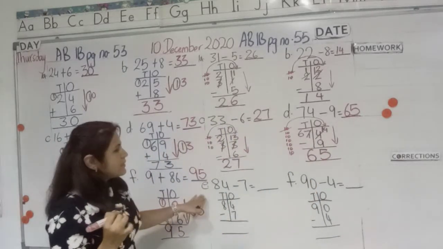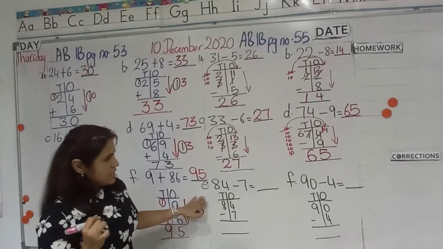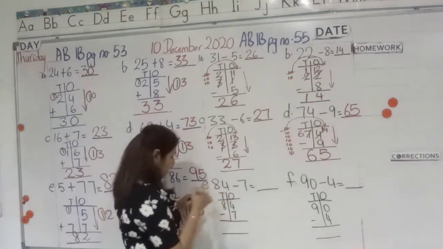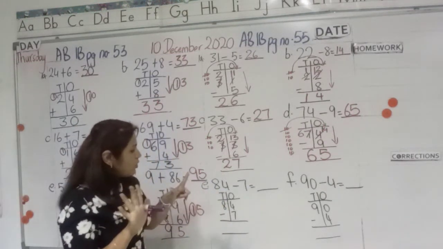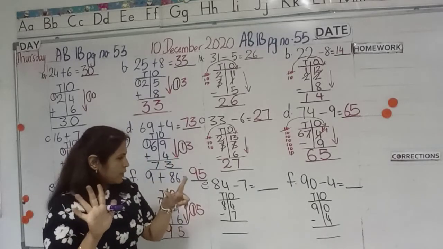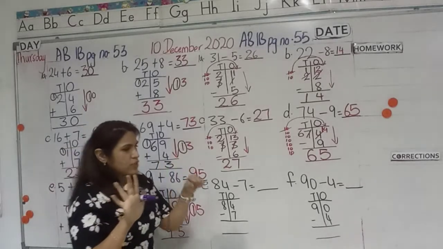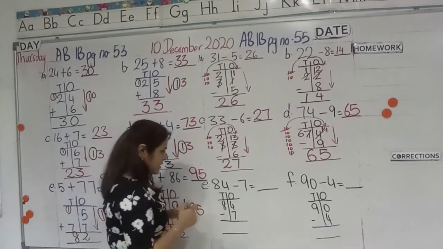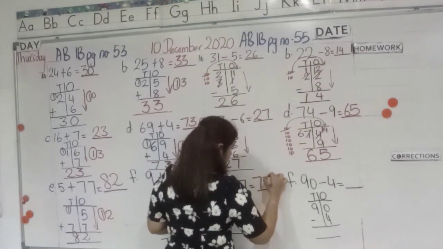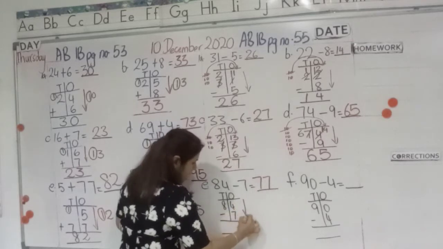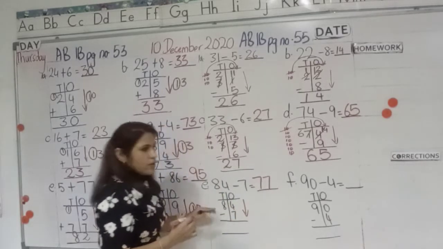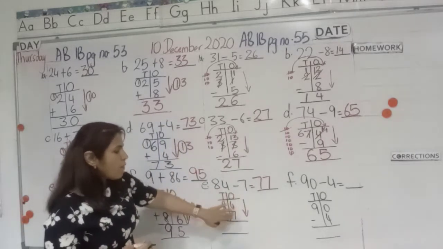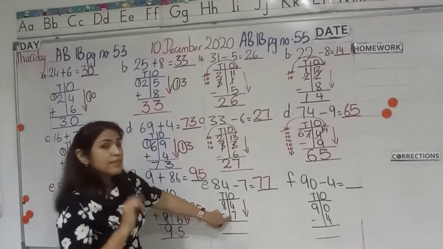Okay? Now let's move on to letter E, fifth sum. 84 minus 7. 84 in your brain, 7 on your fingers, backward count. 83, 82, 81, 80, 79, 78, 77. Okay, mental maths, let's do here. As you can see, 4 is on top, which is smaller than 7.